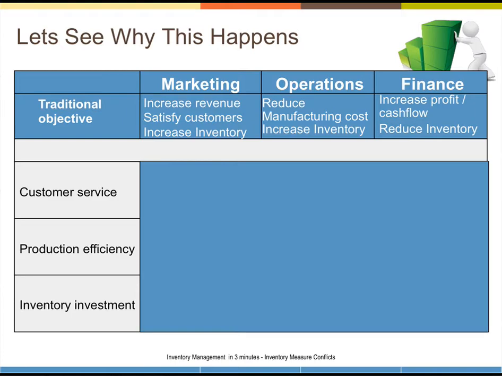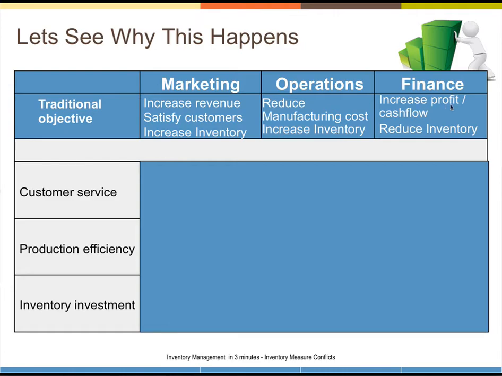Well, I'll start with the marketing manager and the operations manager and the finance manager, and we'll put down what their traditional objectives are. So obviously marketing is to increase revenue, satisfy customers, and as a result of trying to achieve those two, they often have an agenda to increase inventory so that they never run out of things. Operations is always focused on reducing the manufacturing cost of the operation. They like to have more inventory so that they can be more efficient and have fewer stoppages, less shortages, less fast freight, etc.